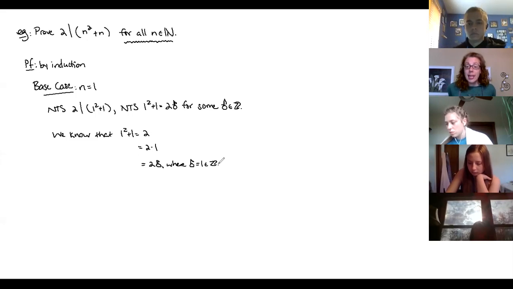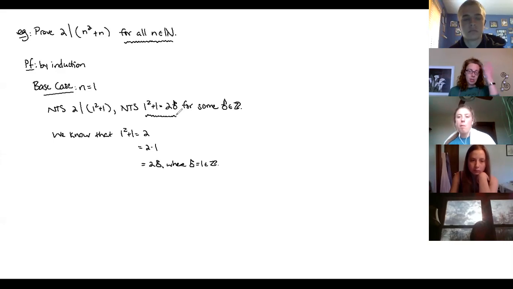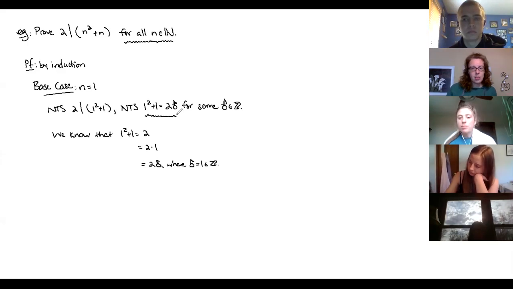Okay, so our base case is n equals 1, right? That means I need to show that 2 divides 1 squared plus 1, or remember my definition of divisibility, I need to show that 1 squared plus 1 is equal to 2 times sailboat for some sailboat living in Z. It ends up that your sailboat's just equal to 1. All good? Everybody's good there, so easy base case. Induction step.